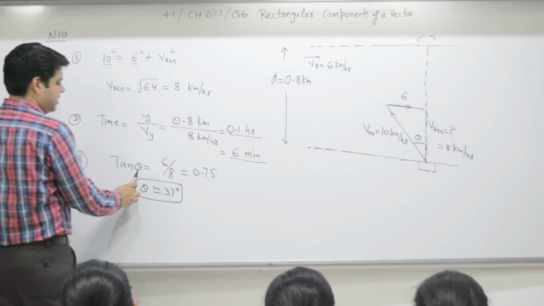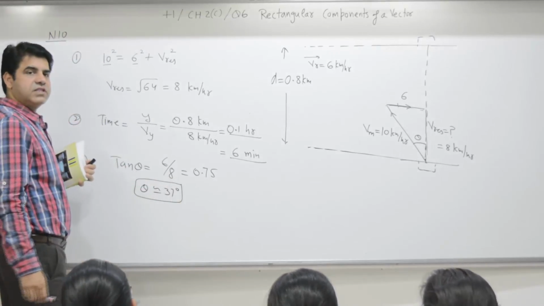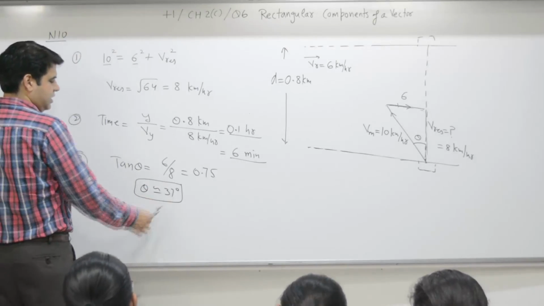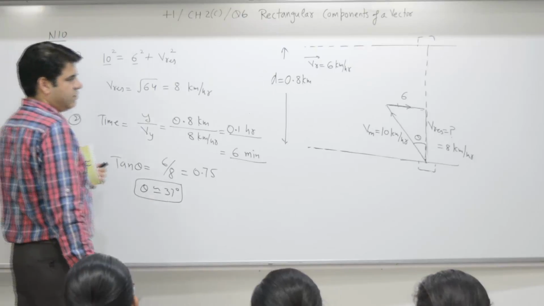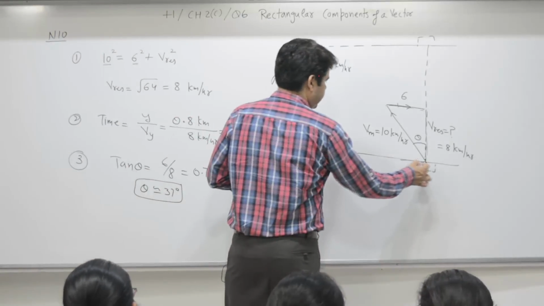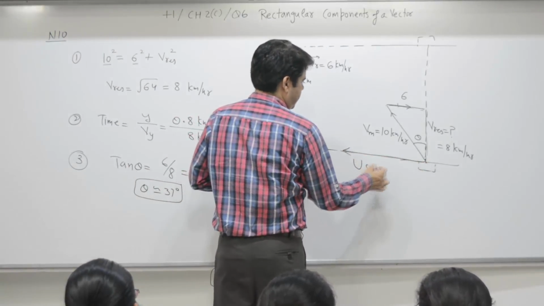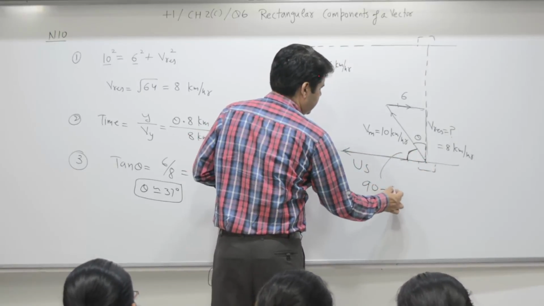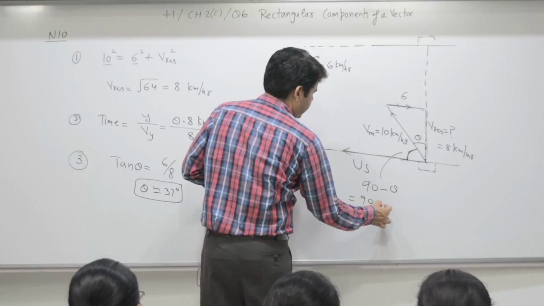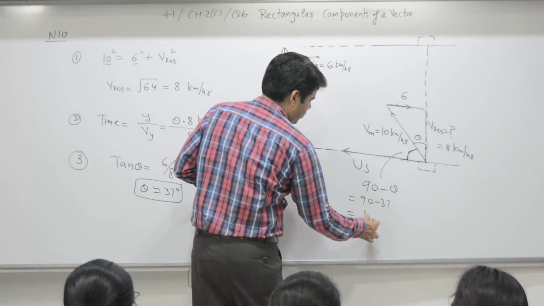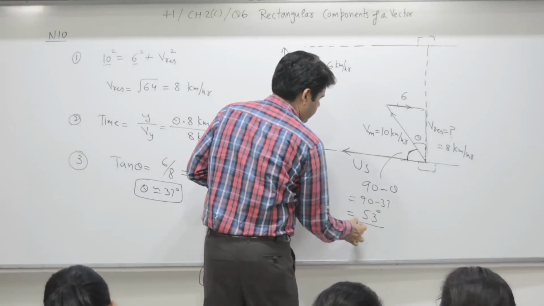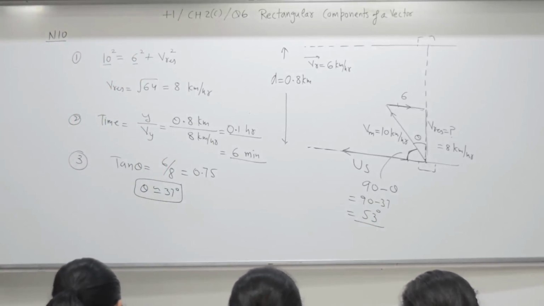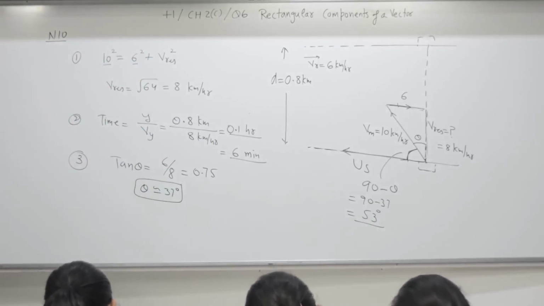Less than 45. Tangent 45 is equal to 1. Tangent 30 is equal to 1 by root 3. This theta is 37. What is the angle with the upstream? This angle is 90 minus theta. 90 minus 37 is equal to 53. Angle with the upstream. 1 minute to complete.